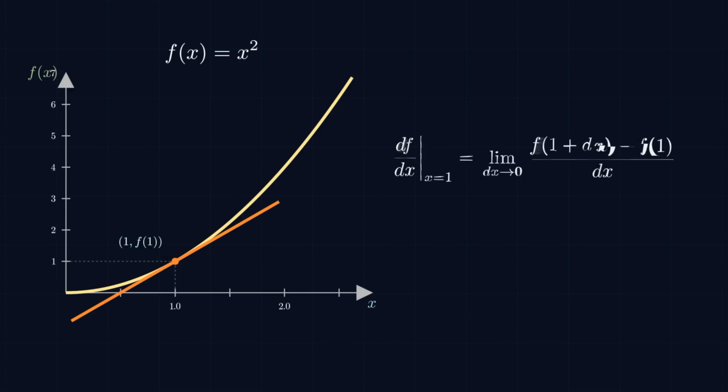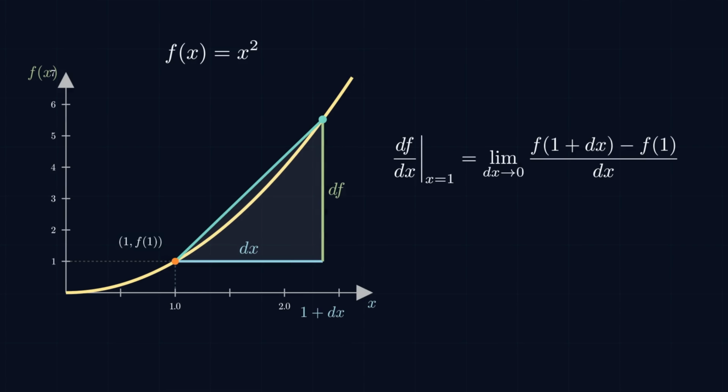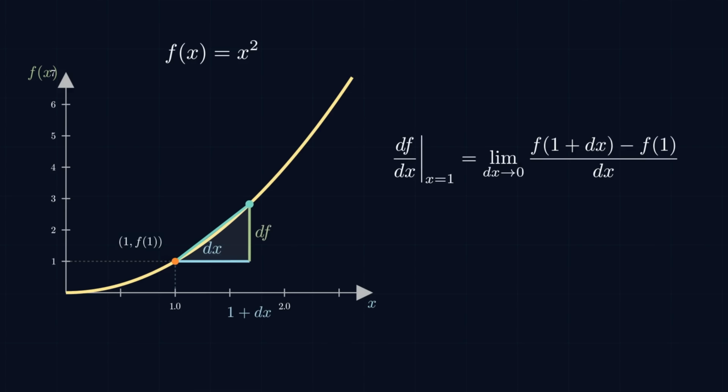To do this, all we do is add a lim notation at the front with a dx arrow 0 below it. This is known as a limit, and this will be the second topic in this series, so make sure to subscribe. Now, what this means is we're asking what happens to the limit of this expression here as dx tends towards 0. And what we've just uncovered is the formal definition of a derivative.